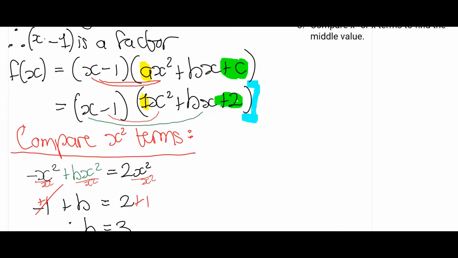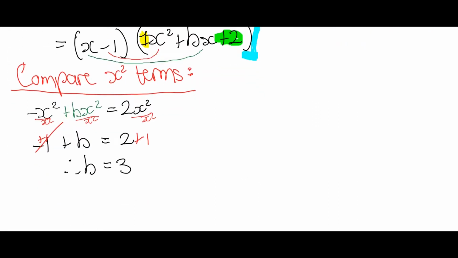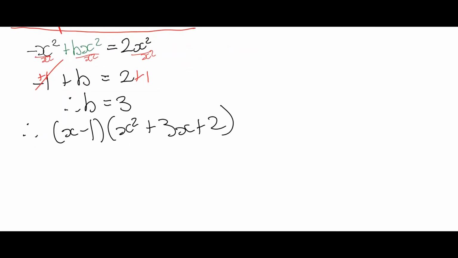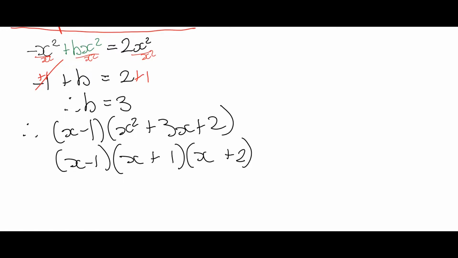If you substitute your b is equal to 3 into these brackets over here, you'll be left with x minus 1, x squared plus 3x plus 2. And then you just factorize the trinomial bracket out further, using your trinomials, and you will get this. Finally, to find the values for x, you will just work each of these brackets out individually, make them equal to 0. Actually, let me not rush ahead.